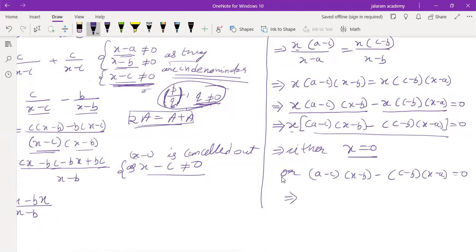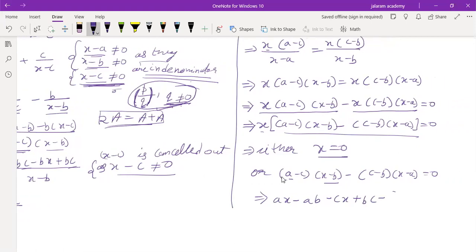Now open this bracket: a into (x minus b), so ax minus ab, minus c into (x minus b), minus cx plus bc, minus square bracket c into (x minus a), cx minus ca, minus bx plus ab equals 0. Is that clear to you?